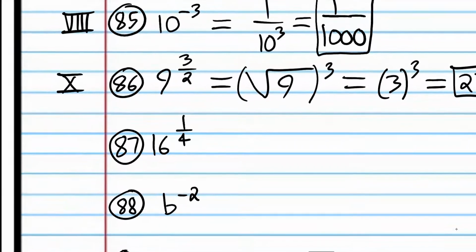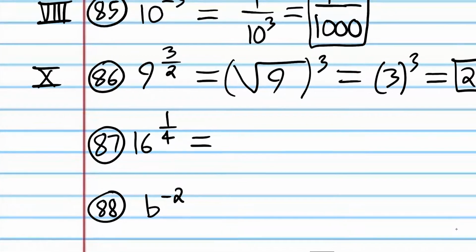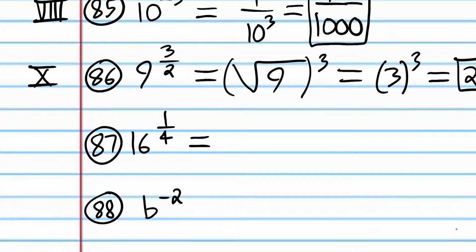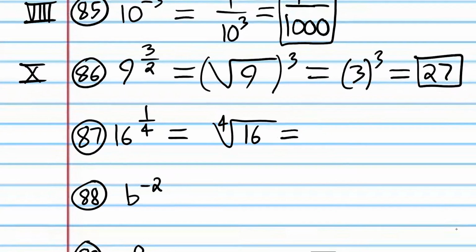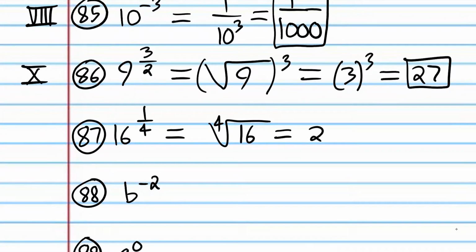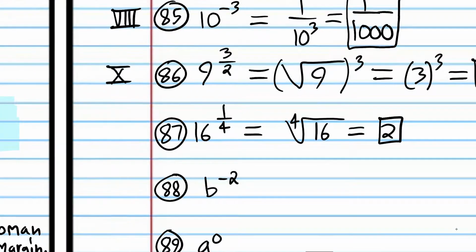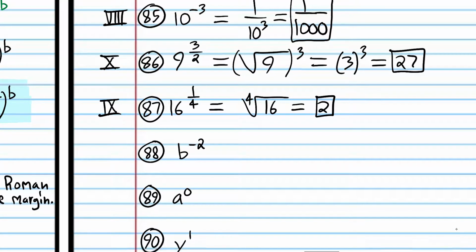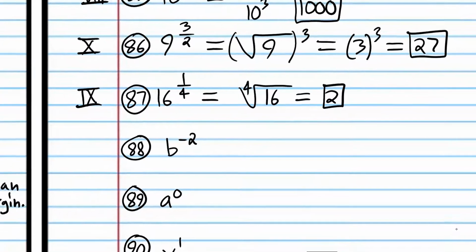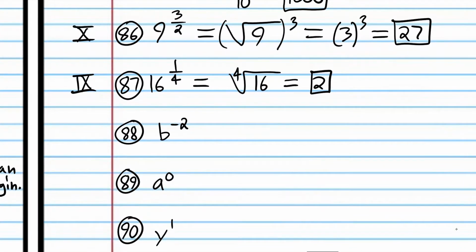All right, so try 87, and when you come back, we'll do it together. All right, we're back. So the denominator is the index of the root, and the 4th root of 16 is 2, so there you go. So that is rule number 9. If you got that one right, good job.